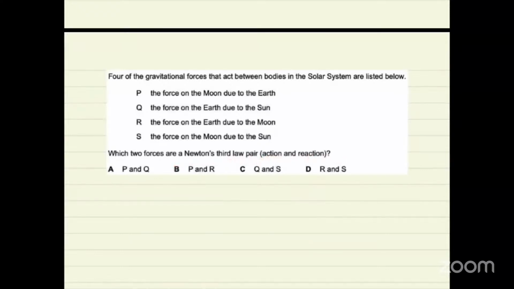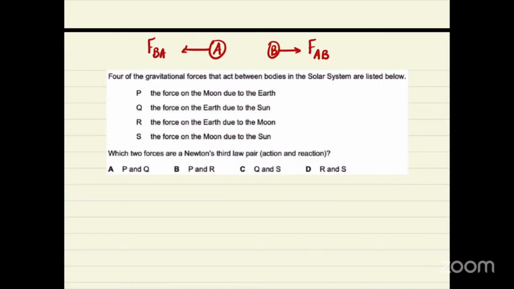Now, how you're supposed to talk about Newton's third law is this. If you have two objects, let's say A and B, and if A applies a force F, and I'm writing this as a subscript AB, which means this is the force that A applies on B, then B applies an equal and opposite force on A.